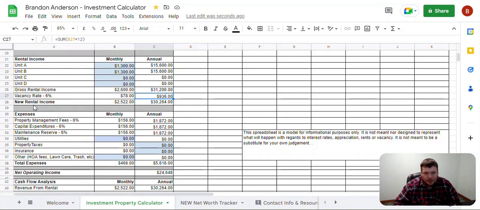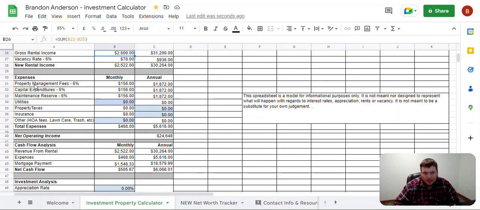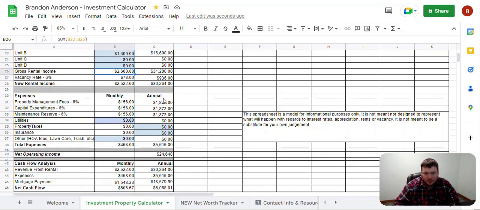So your new rental income, this just minuses the vacancy out of it. And so, each month we're going to get $2,522. And so you can see before the vacancy was $2,600. So it's important to remember to factor that in. Now we come down here to our expenses, and we have 6% for property management, capital expenditures, and maintenance reserves. And so that's another, let's see here, $156 per month. And that's based off from this number then, that 2,522.